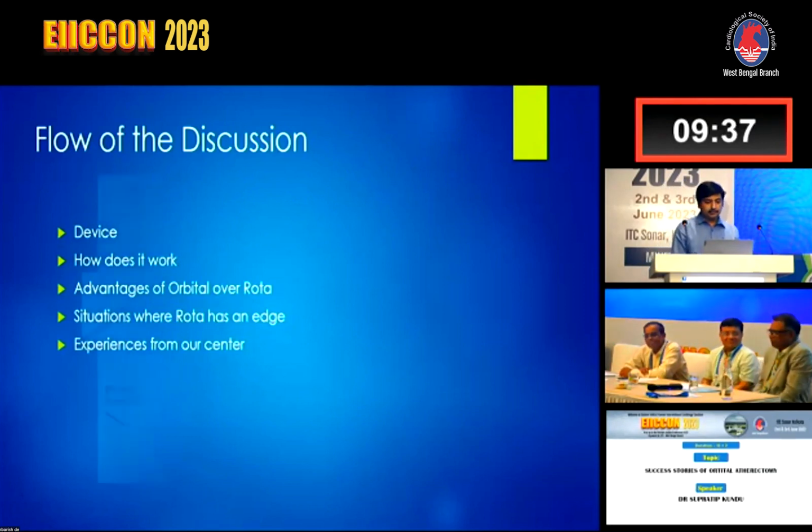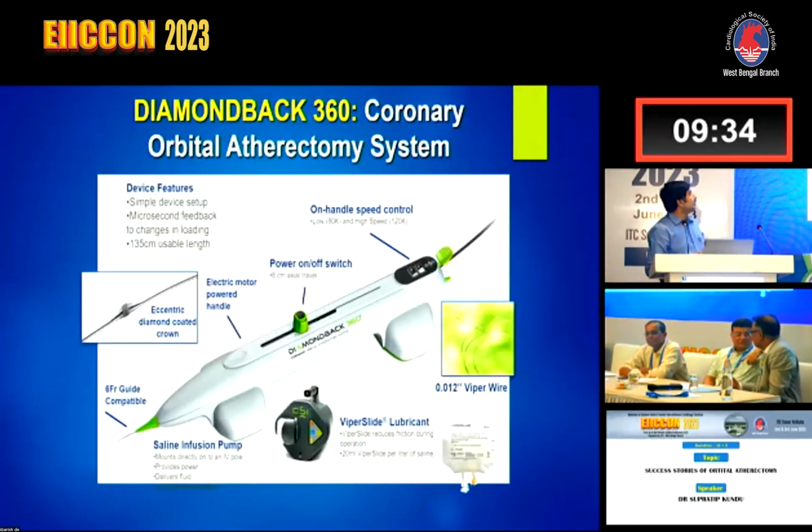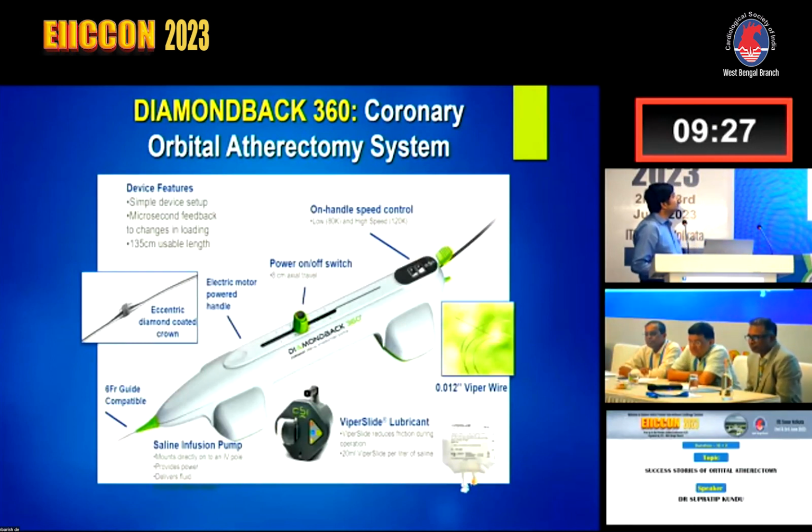First of all, going to the device proper. This is the orbital atherectomy device, and it consists of 4 parts. Number 1 is the OAS pump. This is the electric motor power handle. This is the lubricant solution, and there is another Viper wire. The electric motor power handle consists of an advancer knob. There are 3 buttons: one is glide assist mode, one is low speed mode, and another is high speed mode. There is one brake defeat, and in front of this, there is a sheath cover drive shaft.